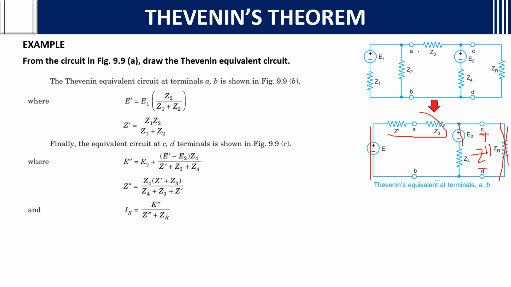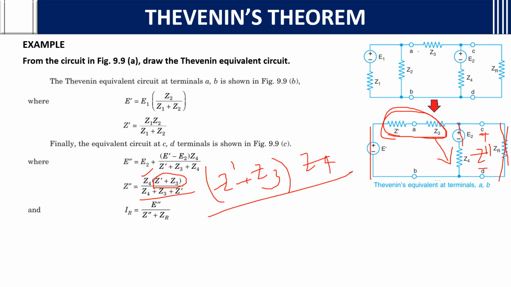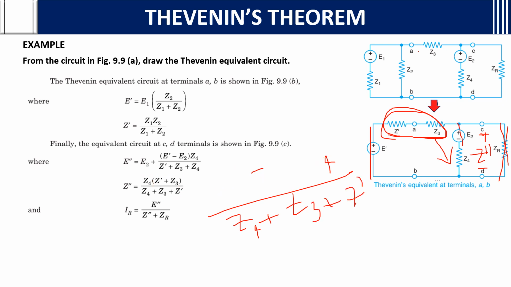As you can see, Z dash plus Z3 is in series, and these two resistances combined are in parallel with Z4. So Z dash plus Z3 into Z4, divided by Z4 plus Z3 plus Z dash. Here Z dash plus Z3 is one resistance. That will be multiplied with Z4, and the total resistance is Z4 plus Z3 plus Z dash. This is the resistance we will find.